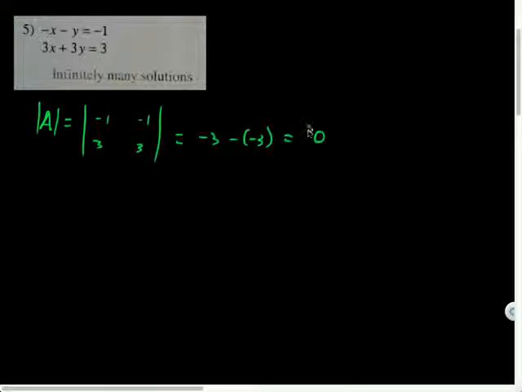I've got a system. You can see the answer there is infinitely many solutions, but let's find out how we could have determined that. So the first thing I would do is let's find the determinant of matrix A. So that would be -1, -1, 3, 3. And so let's see the determinant. That would be -3 minus -3. And I end up getting 0.